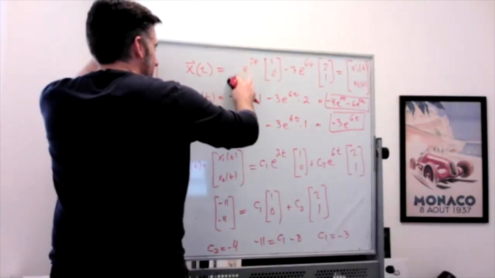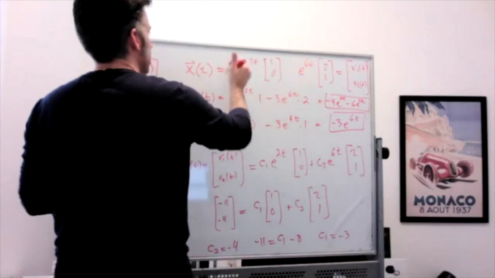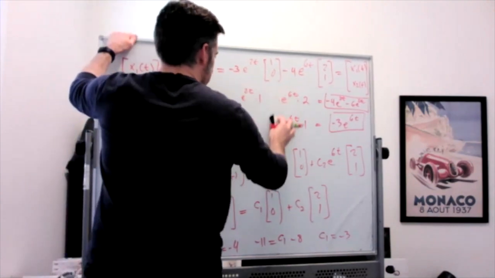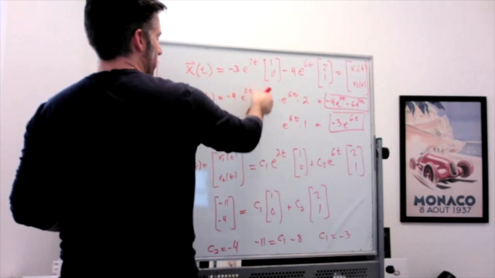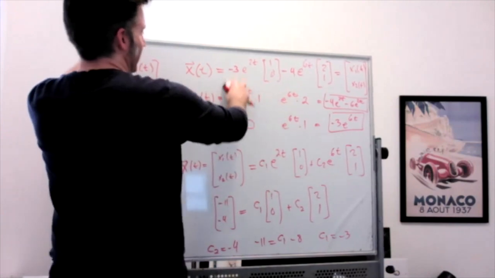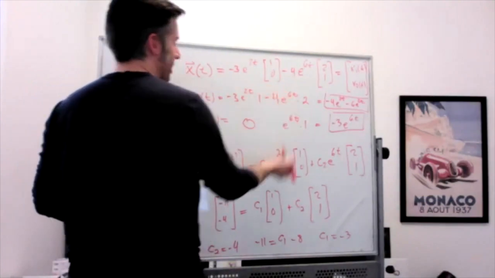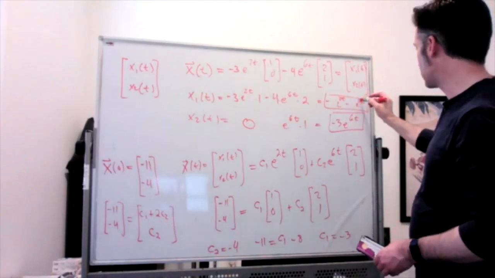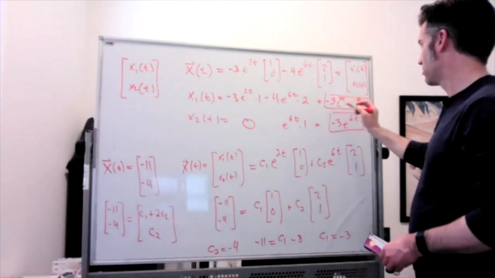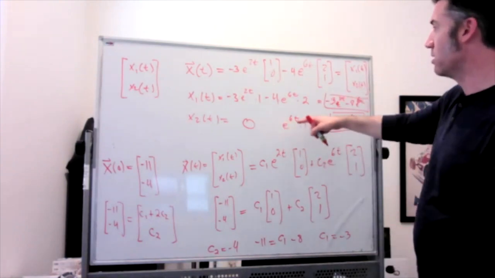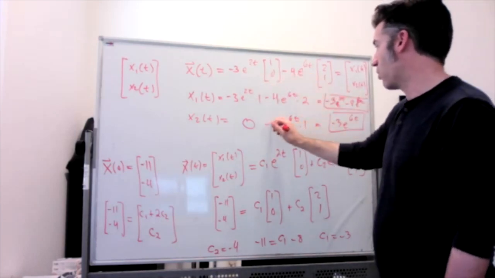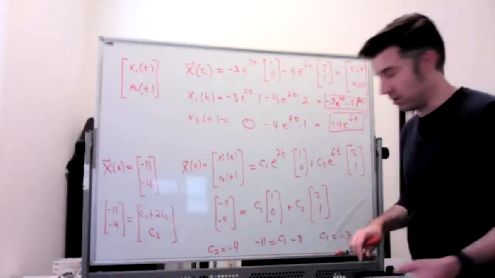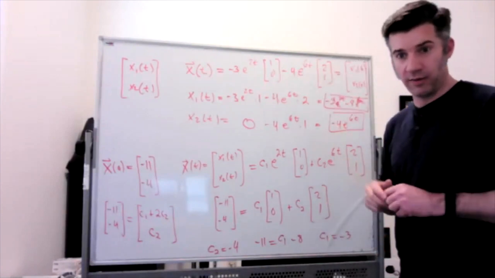So let's go fix that. This should be a -4. Okay, so this should be -3. This should be -4. So then this should be -3 e to the 2t times 1 minus 4 e to the 6t times 2. So you're going to get -3 e to the 2t minus 8 e to the 6t. Sorry about that. And then the second row will still have 0 and then minus 4 e to the 6t times 1. So that'll be a -4. Yeah, good eye. Thank you. Questions about this?